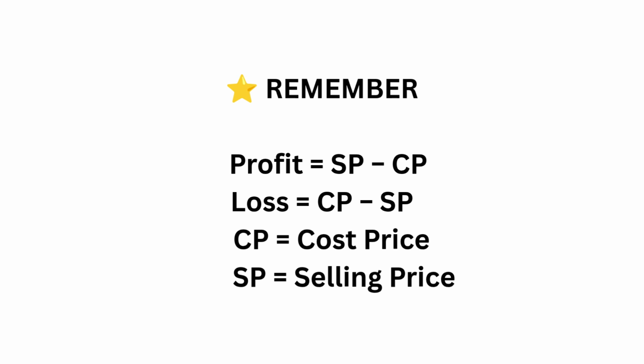First, let's remember our formula from last lesson. Profit is selling price minus cost price. Loss is cost price minus selling price. CP means cost price and SP means selling price.